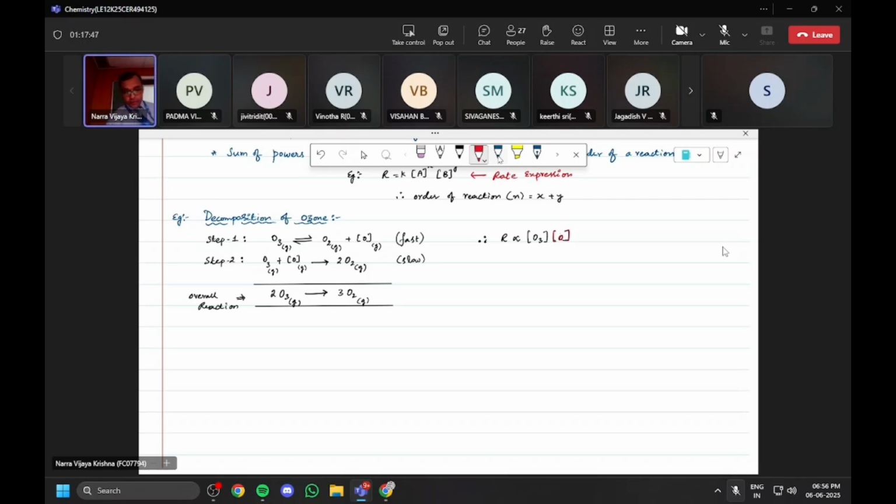Can I call the decomposition of ozone a complex reaction? Why am I calling it a complex reaction? It is not elementary, it is a complex reaction. Why? Reactions which occur in more than one step.